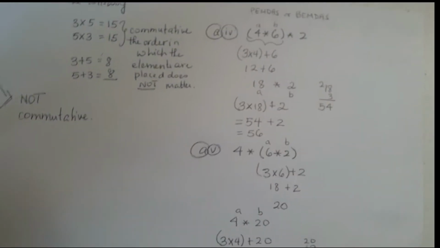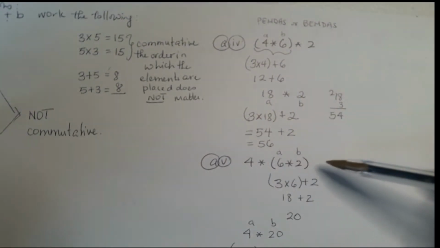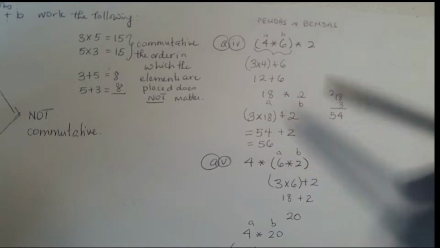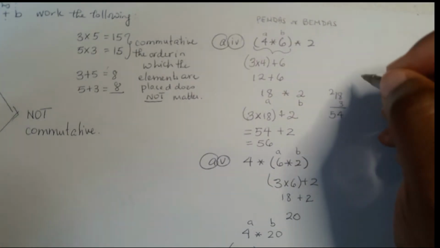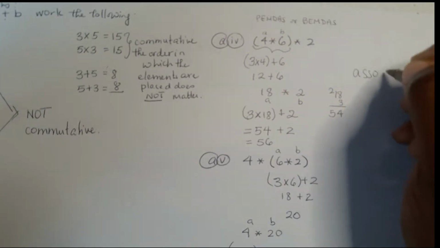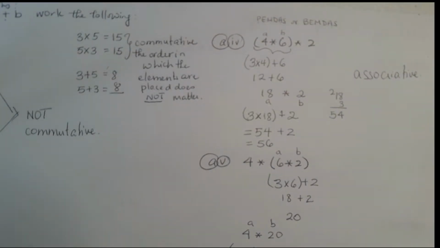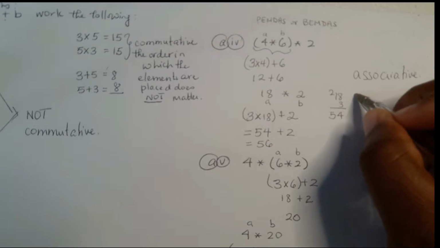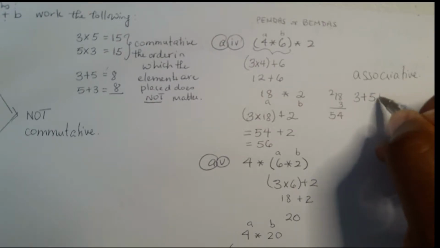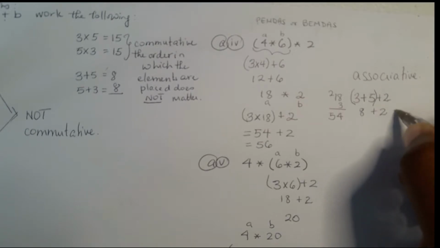Now, here we have somewhere where we have the same numbers. If you look at it, we have the same numbers, 4, 6, 2, 4, 6, 2, but the placement of the brackets has changed. And when it comes to dealing with the placement of the brackets, you call it associative. So the placement of the brackets, right? For instance, if you have 3 plus 5 plus 2, right? And I put brackets here. Now we have 8 plus 2. And that should give us 10.